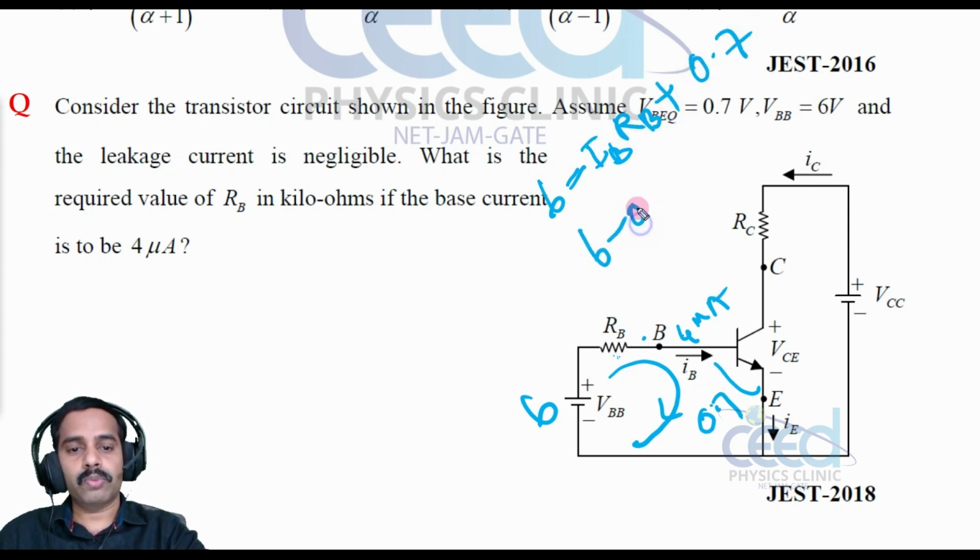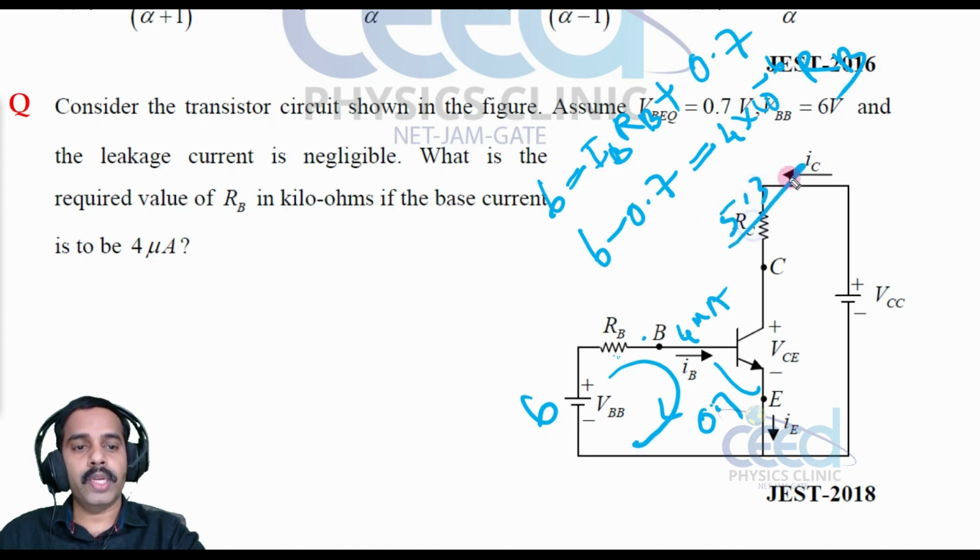So 6 minus 0.7 is equal to IBRB. IB is 4 microampere, that is 4 into 10 raised to minus 6, into RB, right? So RB is 5.3 divided by 4 into 10 raised to minus 6. All right.